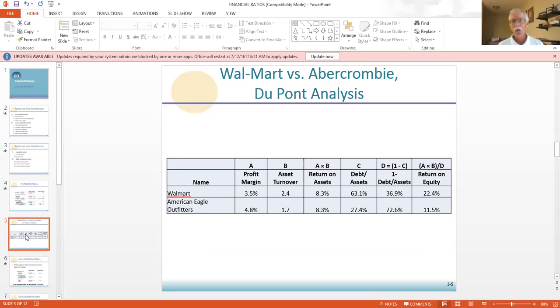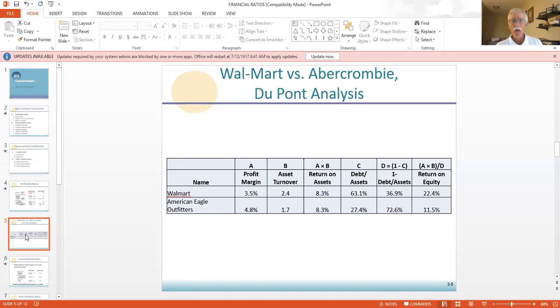I advise you to look closely at the DuPont analysis method discussed in Chapter 3. Basically, it shows us, as depicted in this diagram, where we have results for Walmart and American Eagle Outfitters, that you can have a lower profit margin, but if you have high asset turnover, as in the example of Walmart, you can actually generate a significant increase on return on equity by taking a lower profit margin and turning assets over more frequently.